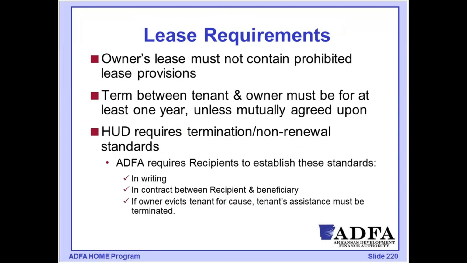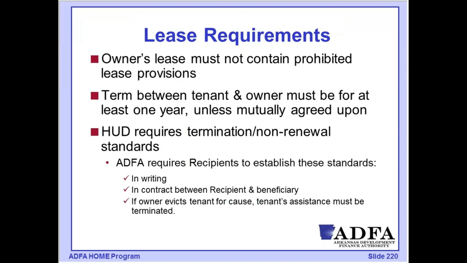As far as the lease requirements, the owner's lease cannot contain any of the prohibited lease provisions that we mentioned in the rental section. That lease is going to be for a one-year term unless it's been mutually agreed upon between the tenant and the owner. That local program may have set some standards on that, whether they will allow some alternative on that. HUD does have requirements in place about termination or when you would choose to not renew the assistance, since we talked about it's a one-year renewal.